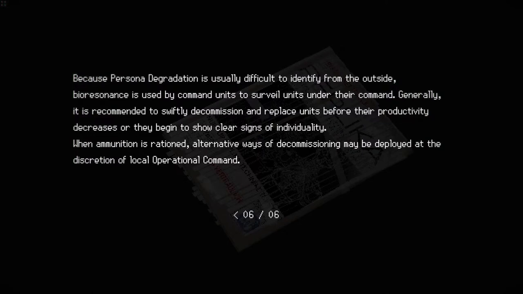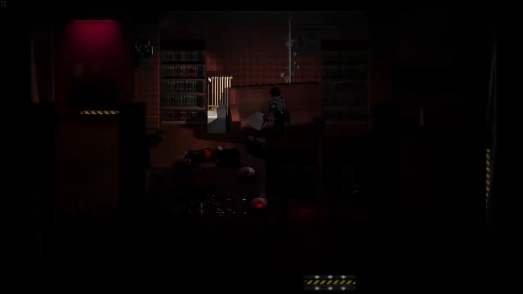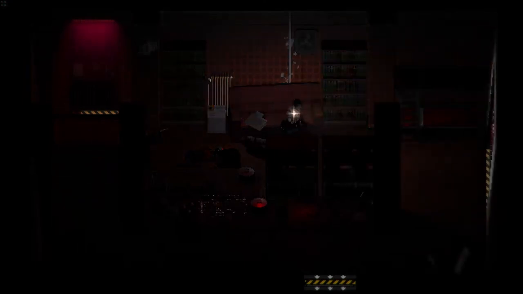Because persona degradation is usually difficult to identify from the outside, bioresonance is used by command units to surveil units under their command. Generally, it is recommended to swiftly decommission and replace units before their productivity decreases or they begin showing clear signs of individuality. When ammunition is rationed, alternative ways of decommissioning may be deployed at the discretion of a local operational command.